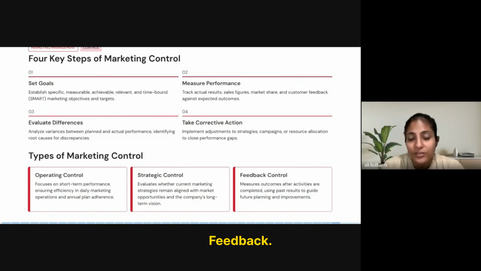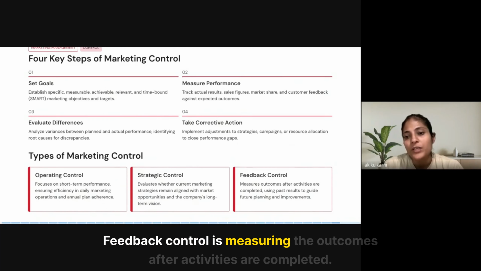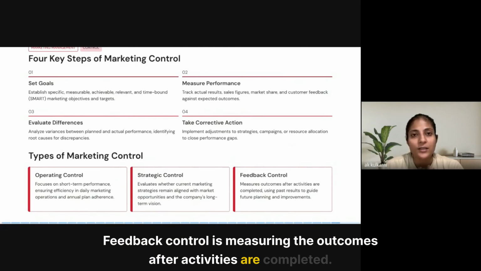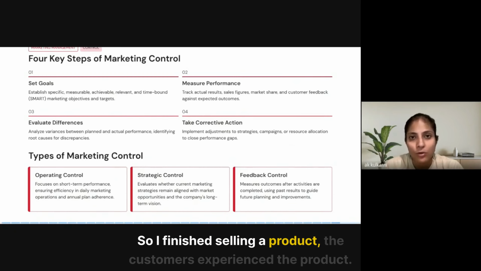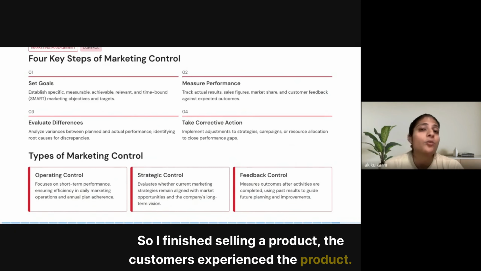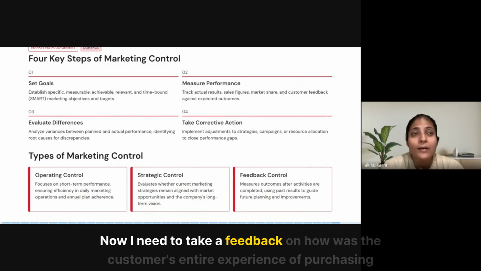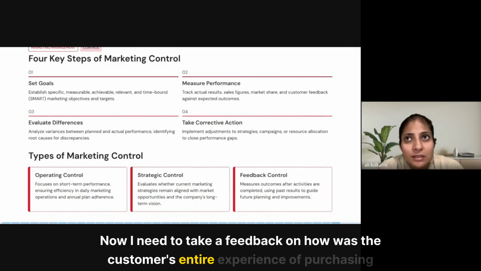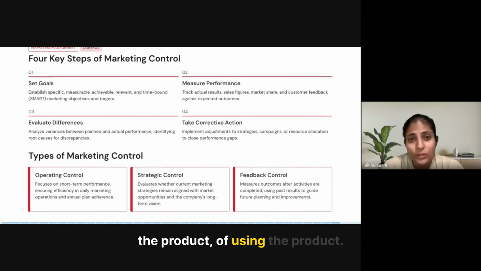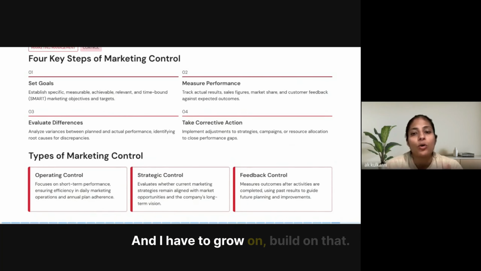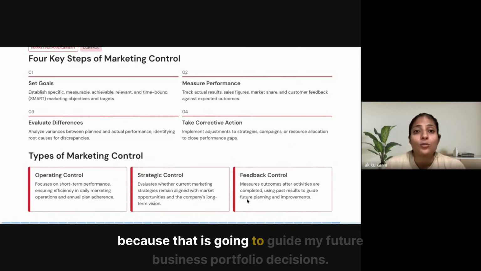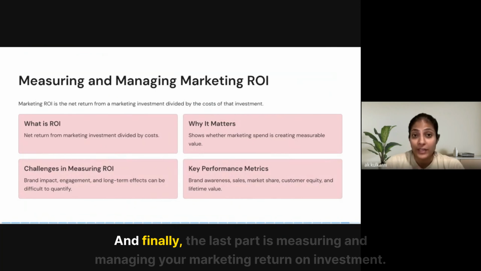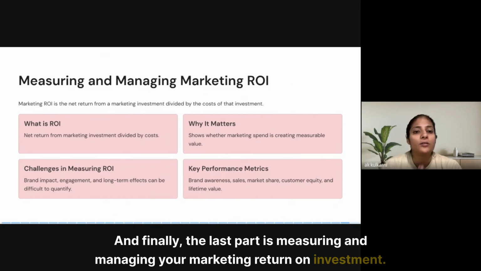Feedback control is measuring the outcomes after activities are completed. So I finished selling a product, the customer has experienced the product. Now I need to take feedback on how was the customer's entire experience of purchasing the product, of using the product. And I have to build on that, because that is going to guide my future business portfolio decisions.